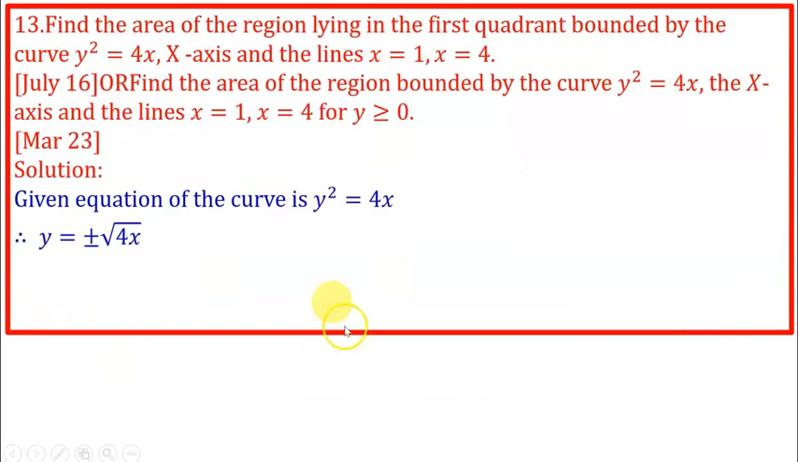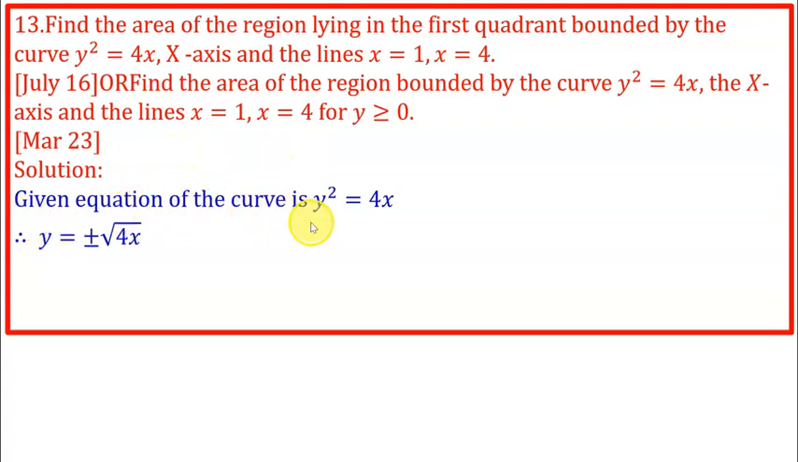Now next example, find the area of the region lying in the first quadrant bounded by the curve y square is equals to 4x, x-axis and the line x is equals to 1 to x is equals to 4. Question asked in July 16 examination. Find the area of the region bounded by the curve y square is equals to 4x and x-axis and the line x is equals to 1, x is equals to 4 for y greater than or equal to 0. Asked in March 23 examination.